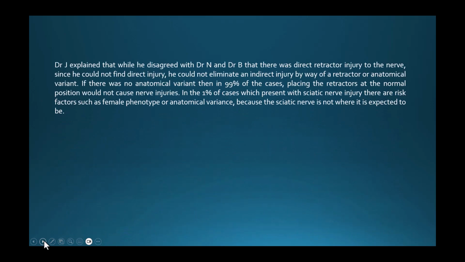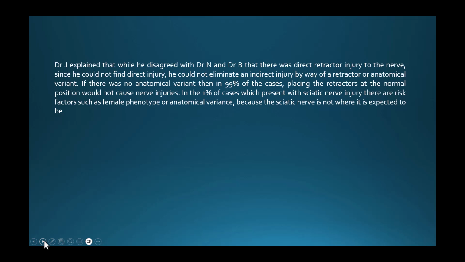Dr. J then, let's have a look at what Dr. J's view was. Dr. J explained that while he disagreed with Dr. N and Dr. B that there was a direct retractor injury to the nerve, since he could not find direct injury, he could not eliminate an indirect injury by way of a retractor or anatomical variant. So he couldn't eliminate that potential cause of the injury, the retractor. If there was no anatomical variant, then in 99% of the cases, placing the retractors at the normal position would not cause nerve injuries.